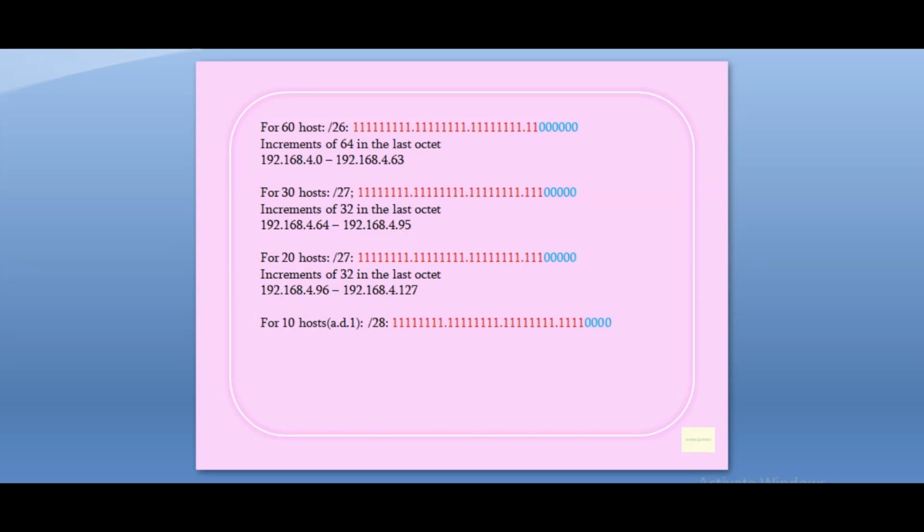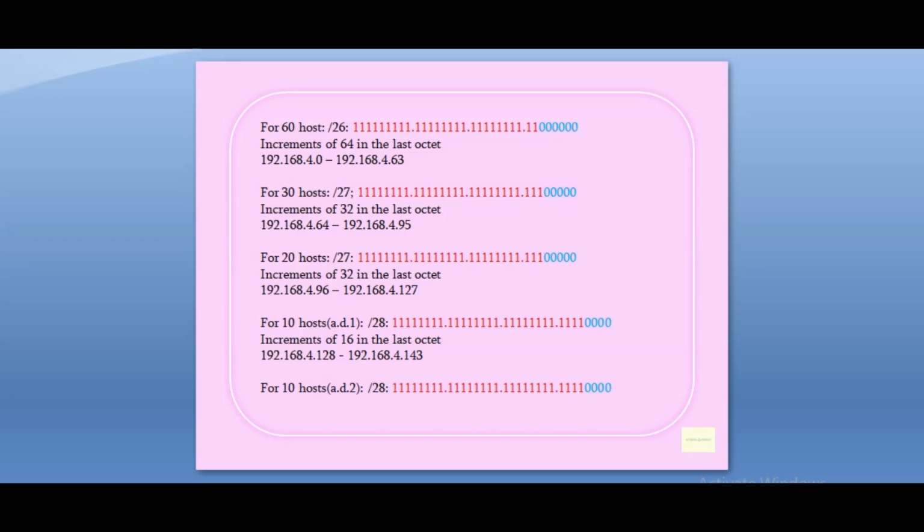For administrative department one having 10 hosts and using /28, the last network bit is in the last octet, and in the binary place value table it is on the value of 16. That means with increments of 16 in the last octet, we will get a subnet. And for this subnet's network address, add 1 to the previous subnet's broadcast address, which gives us 192.168.4.128. And for the broadcast address, add 16 to the last octet, which gives us 192.168.4.143. The host assignable addresses are from 192.168.4.129 to 192.168.4.142.